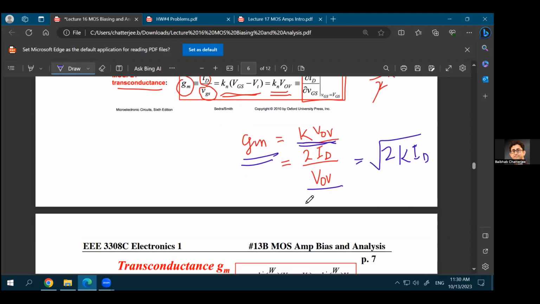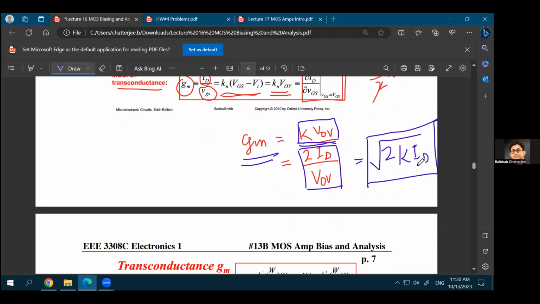We'll show how to solve some of the homework 4 problems in Monday's class. But for that, remember that we can use any of these forms for your gm. It could be K times overdrive, it could be twice ID over overdrive, or it could be the square root of 2 times K times ID. All 3 of these equations are correct when you're trying to find gm.